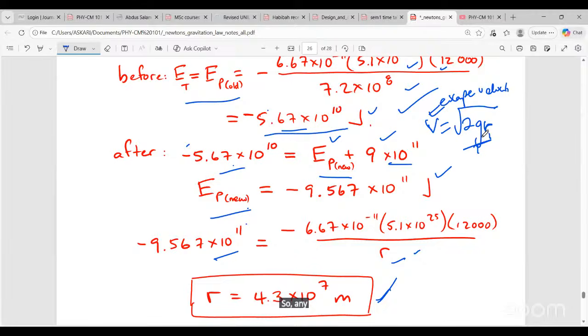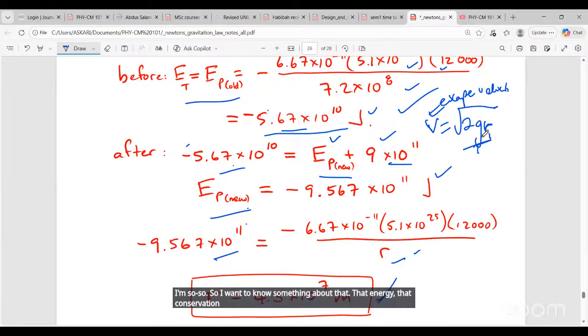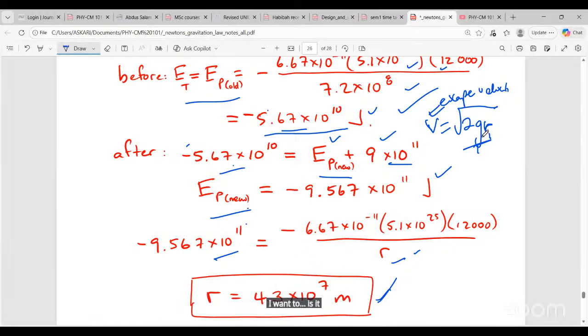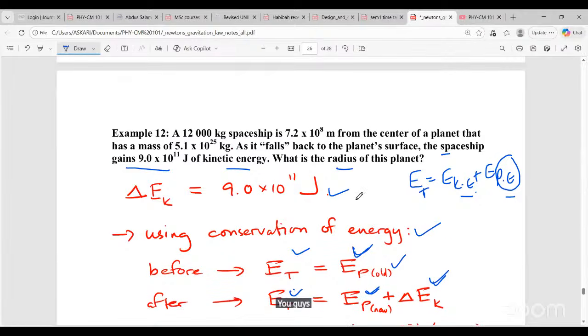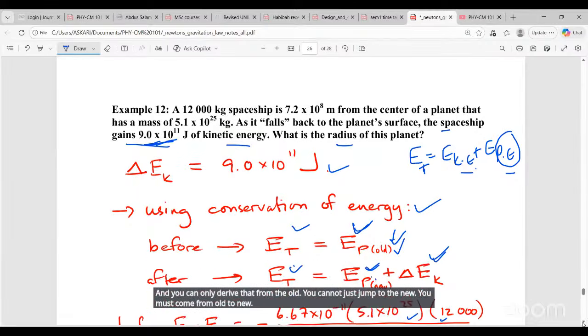So any question? I want to know something about that conservation of energy that you mentioned. If a question is given, are we the ones that will look at it? Did they mention here that you have to use conservation of energy? No. You can see using conservation of energy is not stated in the question. You are the one that will actually have to analyze the question. The kinetic energy is given. So you need to calculate the new potential energy. And you can only derive that from the old. You cannot just jump to the new. You must come from old to new. And that is what we did here.